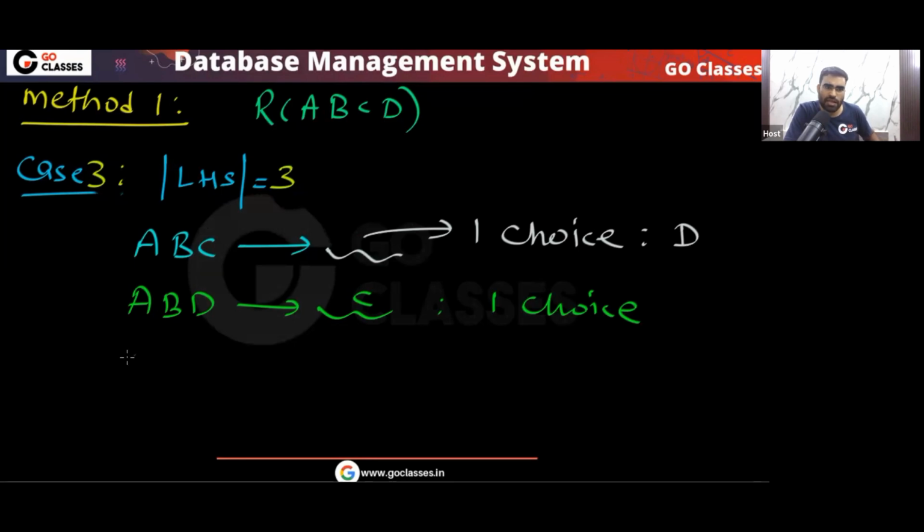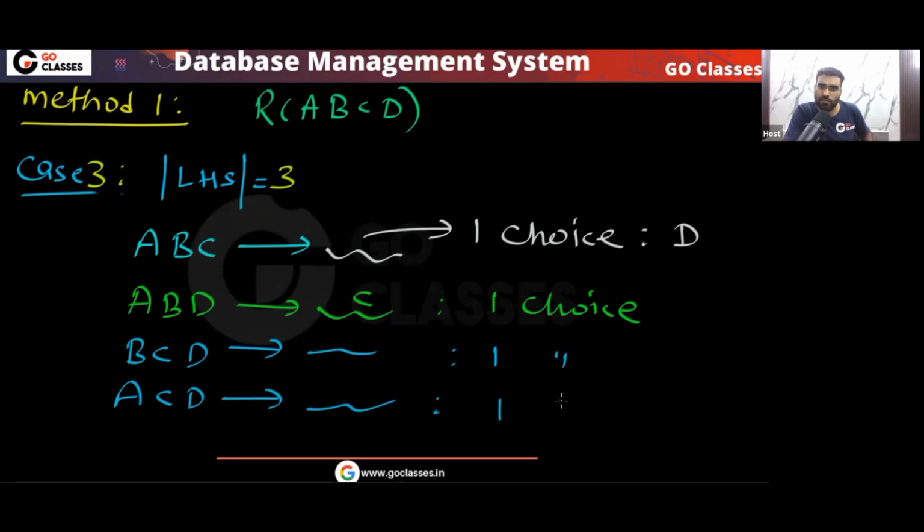Similarly, on the LHS, I have to put 3 attributes. So I can put ABC, ABD, I can put BCD, I can put ACD. That's it. So again, one choice, again, one choice. So total how many? In this case number 3, I got a total of 4 useful FDs. Is this clear?